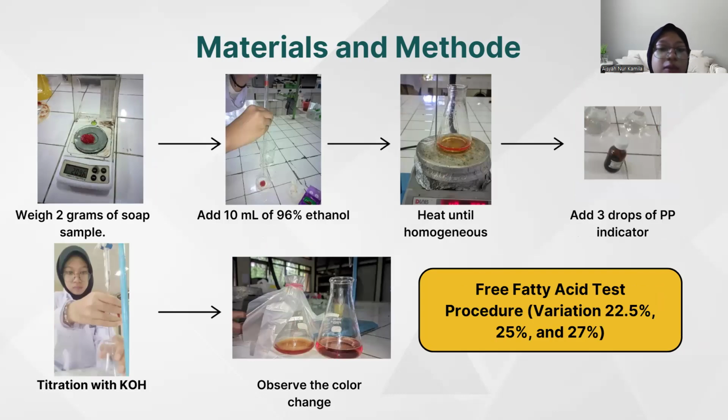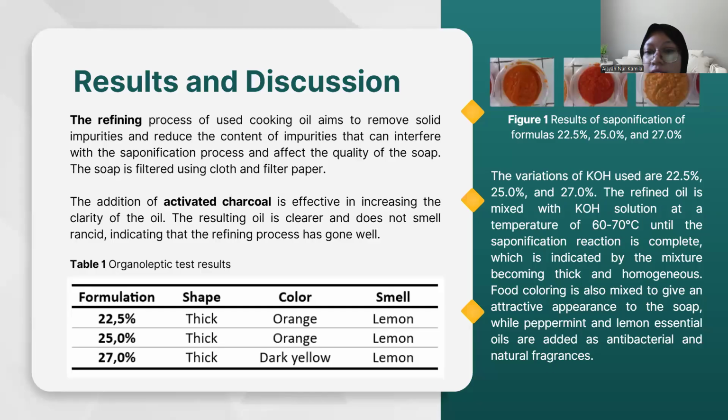Measure 2 grams of soap. Mix the soap with 10 milliliters of 96% ethanol. Heat the mixture until it becomes homogeneous, add 3 drops of phenolphthalein or PP indicator, and titrate the solution with potassium hydroxide while observing the color change. Then note the endpoint color to evaluate the free fatty acid content.